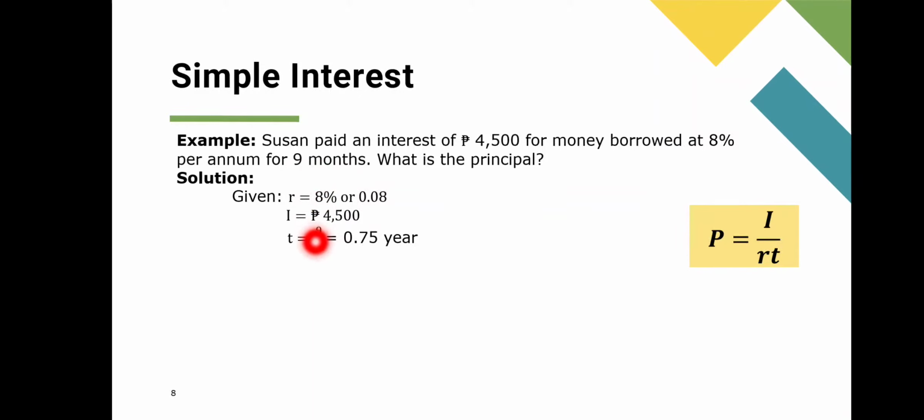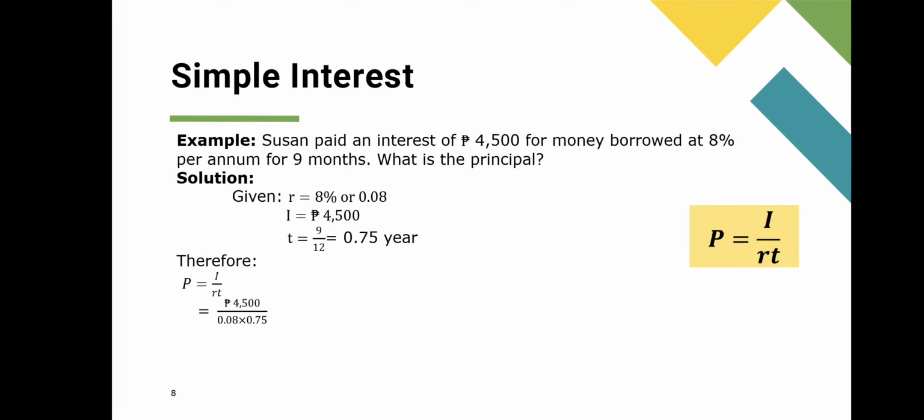So, 9 over 12 is 0.75 year or 0.75 years. So, therefore, we use our formula P equals I over R times T. So, we substitute I, that is 4,500, over rate is 0.08 times our time, that is 0.75.